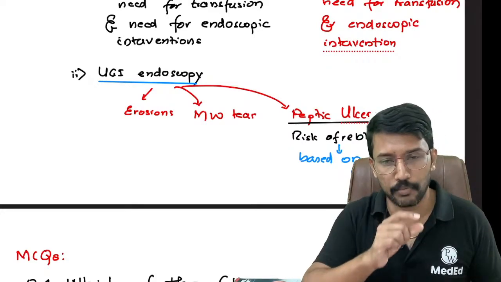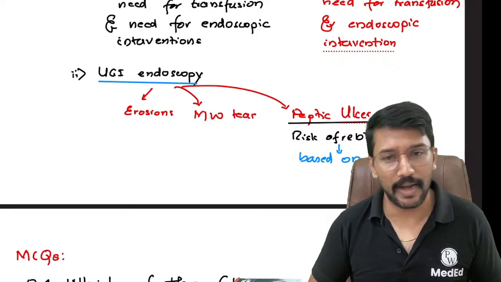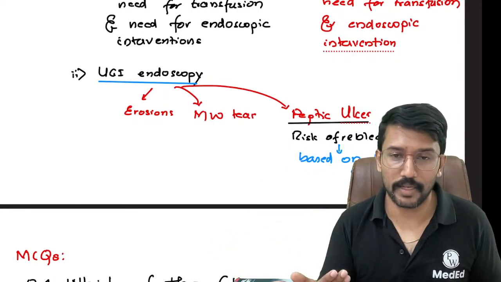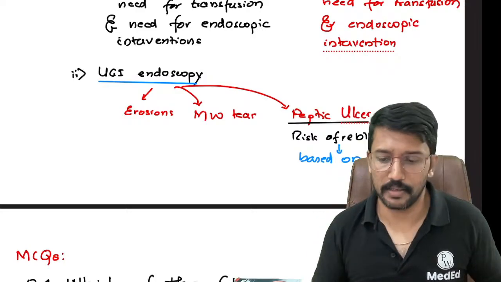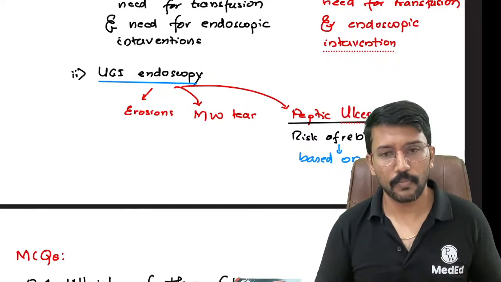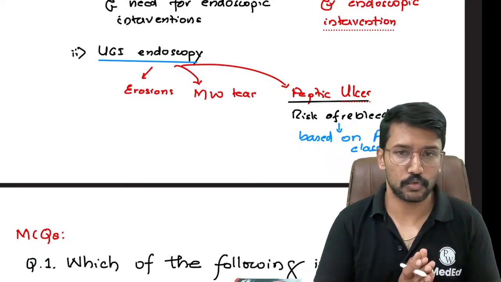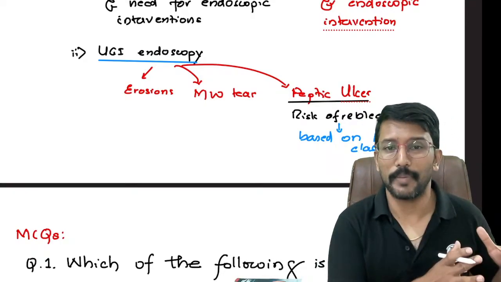And as the capsule travels through your jejunum and ileum, it will capture the pictures and send them to us. And now we can identify from which source the bleeding is happening. Okay, so those are two approaches when your endoscopy fails to reveal the source of bleeding. Okay, now coming back to the peptic ulcer.